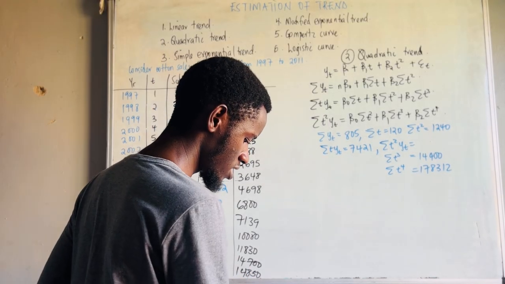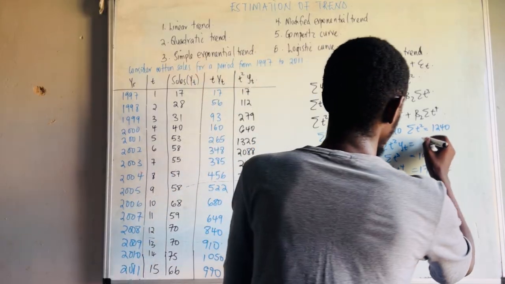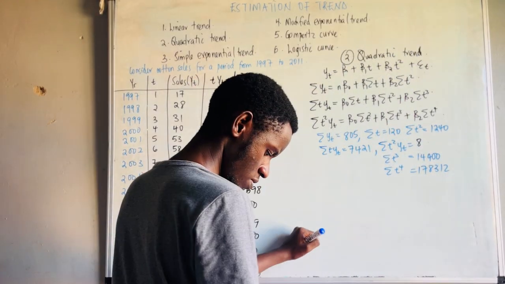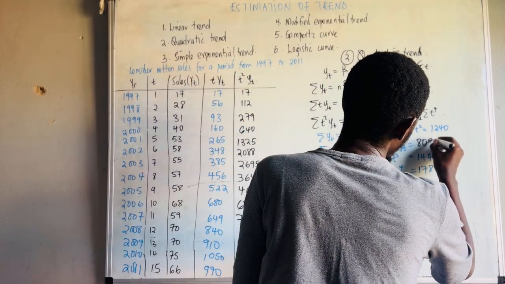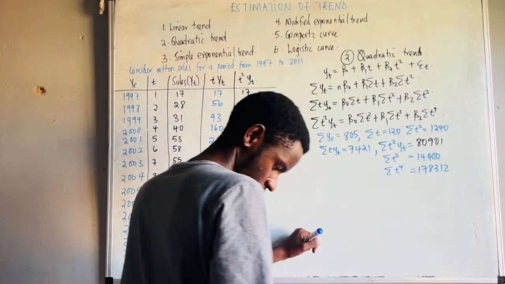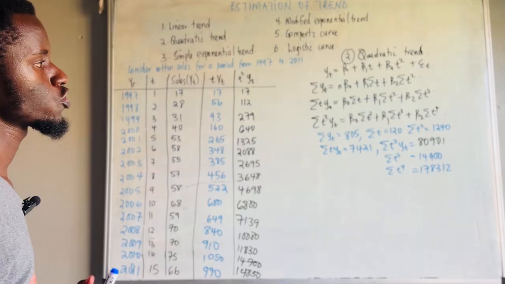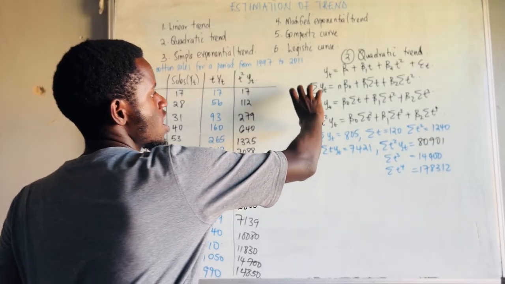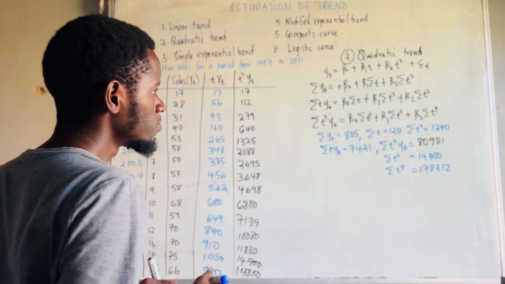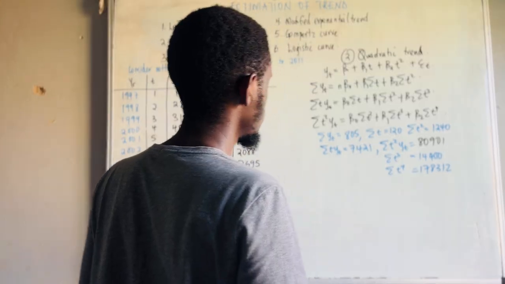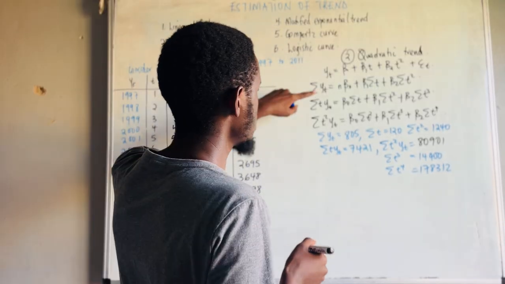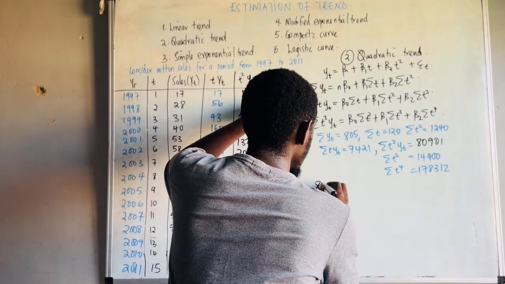You have your summation, the summation of t squared y, is going to be 801, something like it. And then from there, everything is going to be simple. Then we shall just need to have our equations.